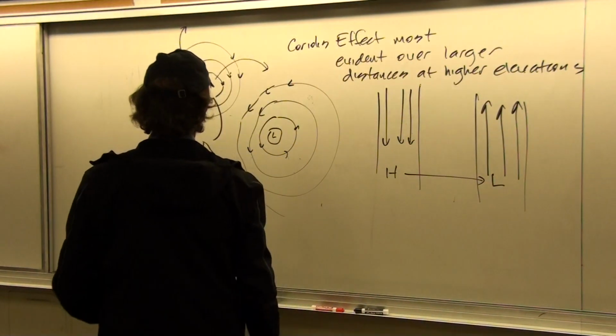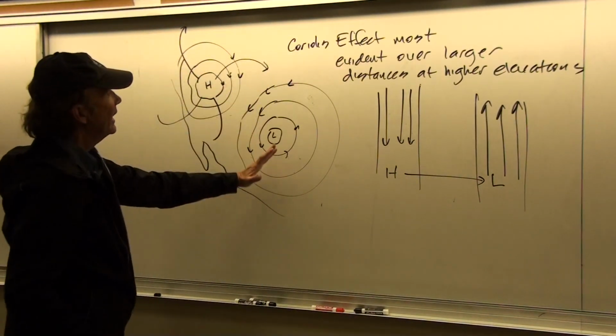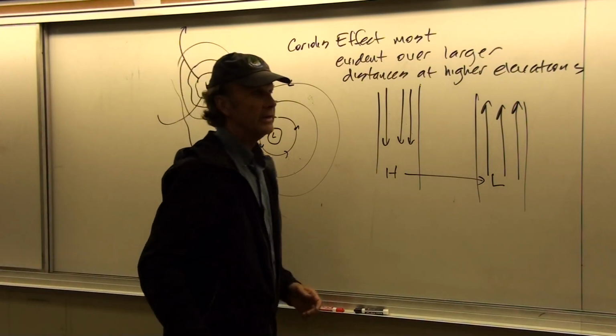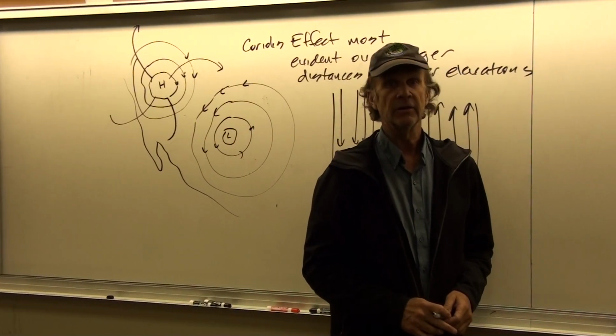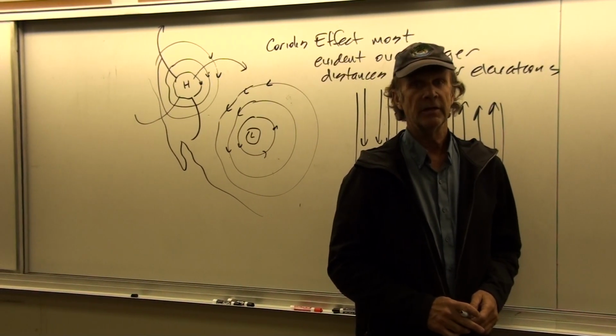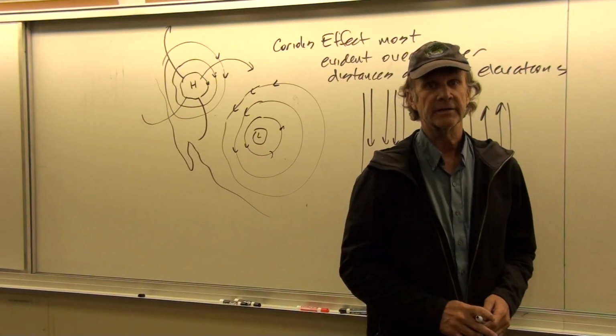So it's not enough then to just say that the air is moving away from a high and straight toward a low. And so what I'd like to do is show you a brief video that helps illustrate this with some good animations on the Coriolis effect.